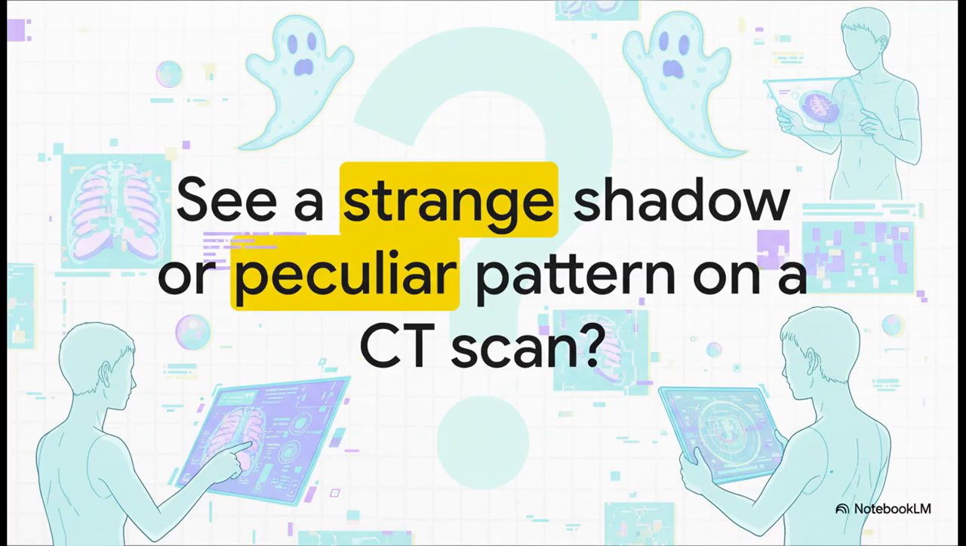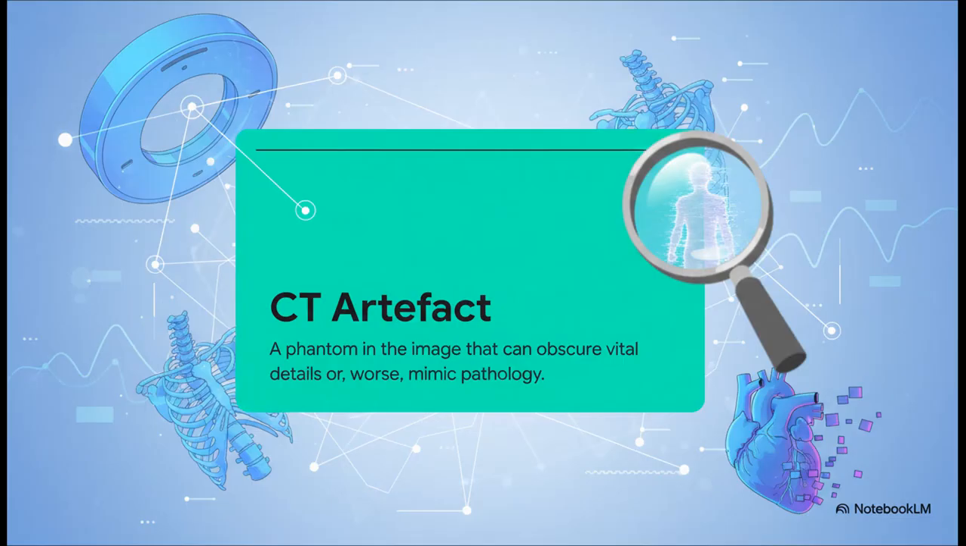And these aren't just harmless glitches. These are the ghosts in the machine we need to talk about, because they can have a huge impact on a patient's diagnosis. So, what exactly is a CT artifact? Well, think of it as a phantom. It's any difference between the image the scanner gives us and what's actually going on inside the patient. It's a distortion, a ghost created by the physics of the scan itself that can hide what we need to see, or even worse, make us think we see something that isn't there at all.